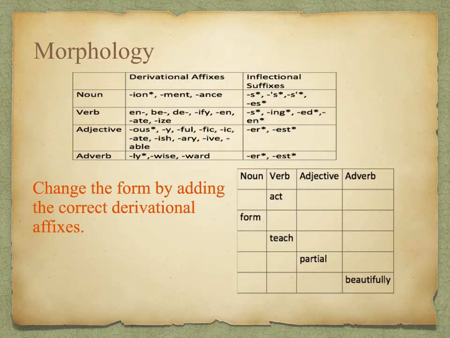When we add prefixes and suffixes, we can change the meaning of words. This is morphology. Inflectional suffixes change the form of the word, and derivational prefixes and suffixes change the meaning or part of speech. Here's a chart that we would have completed in class. Let's look at the verb teach and change that. The noun, of course, teacher. The verb is teach. The adjective is teachable, and the adverb would be, I love this one, teacherly. So you could go through and complete the chart just to understand a little bit about derivational affixes.